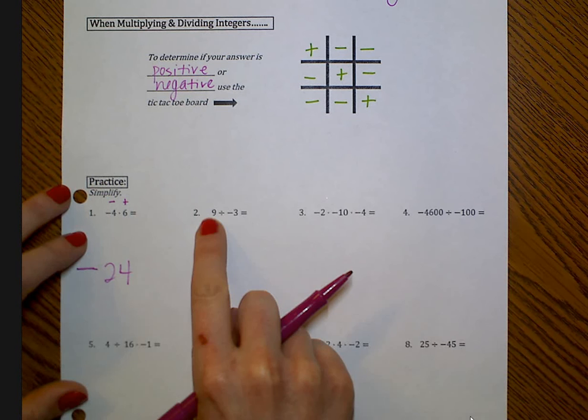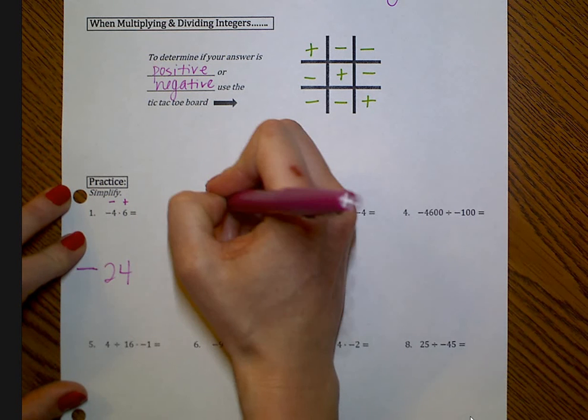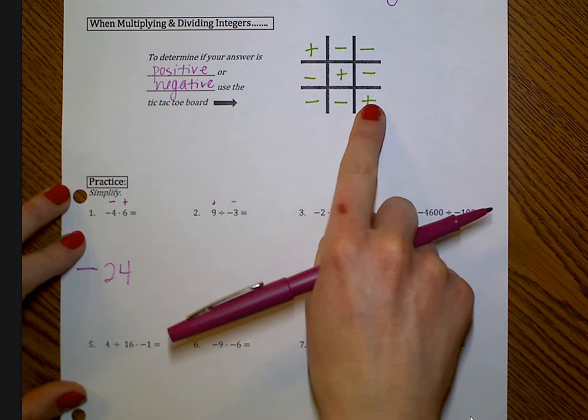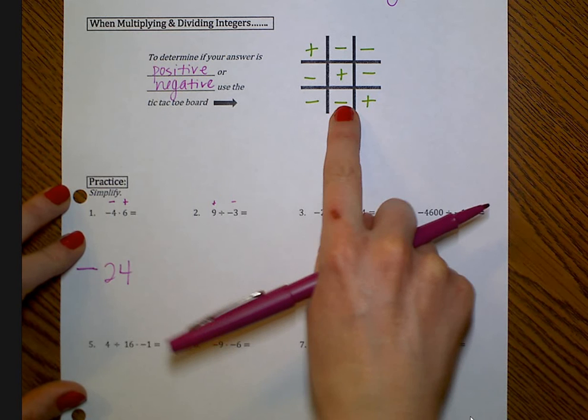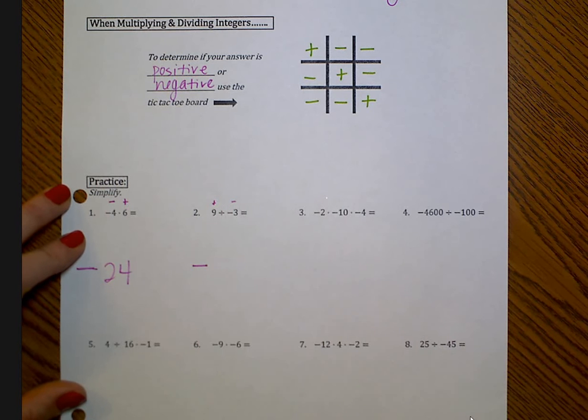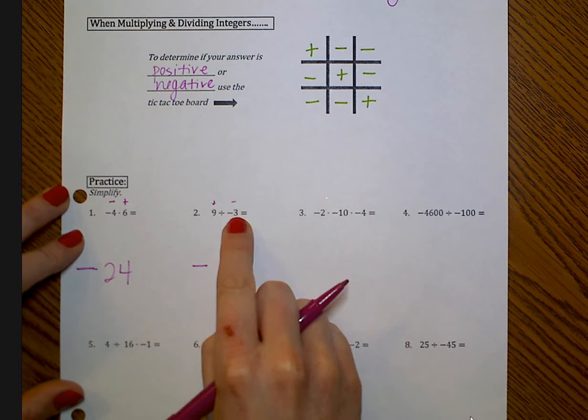Number 2. So I have a positive divided by a negative. Positive divided by a negative is a negative. So I know my answer is negative, and hopefully I know 9 divided by 3 is 3.